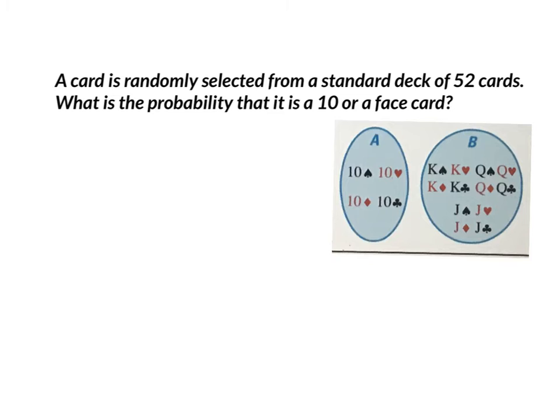All right, a card is randomly selected from a standard deck of 52 cards. What is the probability that it is a 10 or a face card? Now think about it: here are all the 10s, here are all the face cards. They have nothing in common because a 10 is not a face card. So to find the probability of a 10 or a face card, remember when you see the word or, you're thinking about addition. You're going to add the two together.